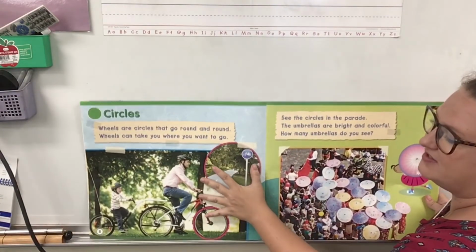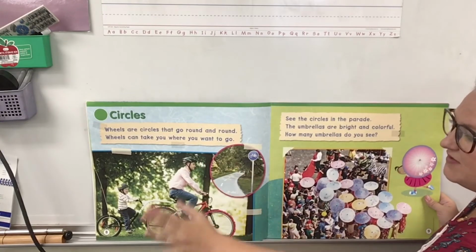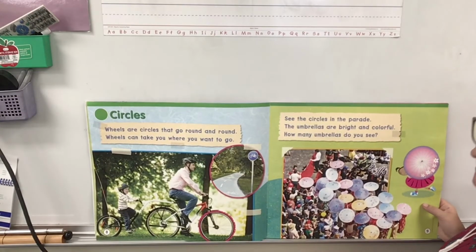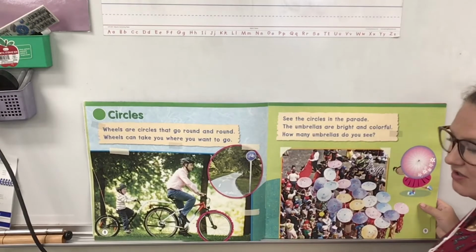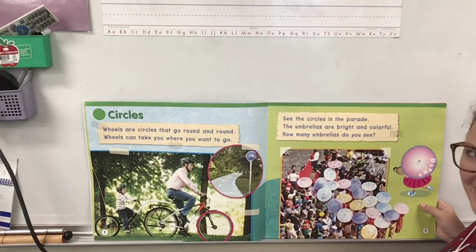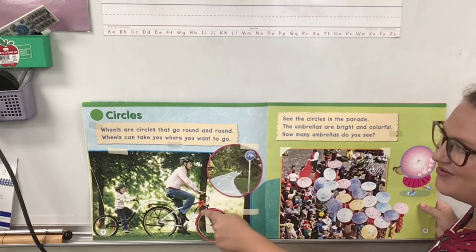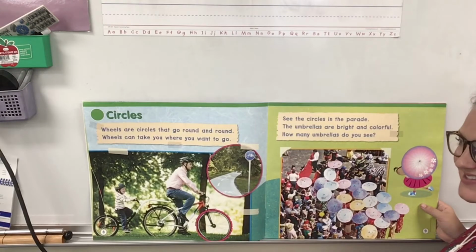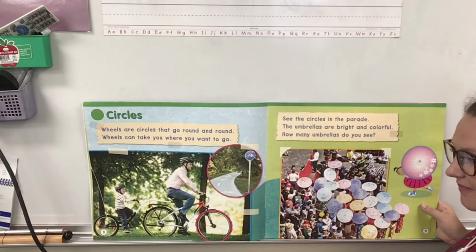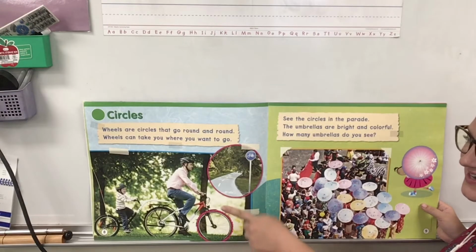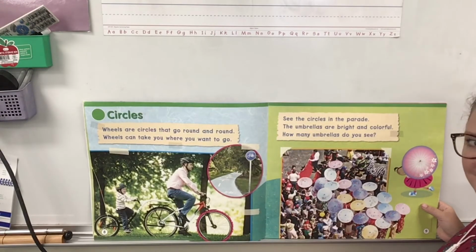Remember, we always turn the pages, starting from the front and reading towards the back. All right, so these pages are also about circles. Let's read the words. Wheels are circles that go round and round. Wheels can take you where you want to go. And I noticed they're riding their bikes in nature. Very cool.